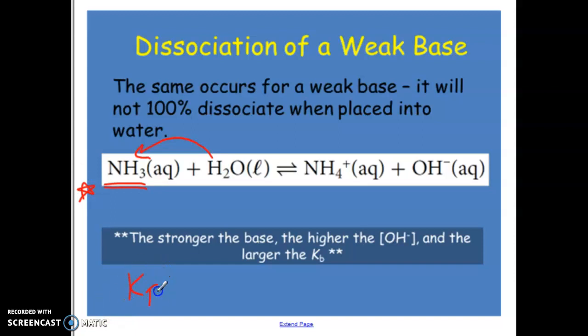If you had to write out the K expression, our K expression is now called a Kb because it's a base equilibrium. You would still have your products over your reactants, but remember that water is not included. So in this case, it would be ammonium times hydroxide over ammonia itself. The same deal, the higher your Kb value, the stronger that base is, because there's more products being created.